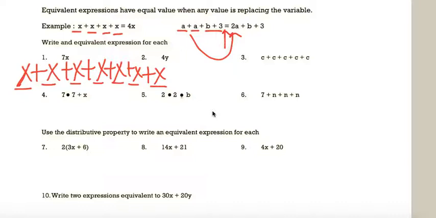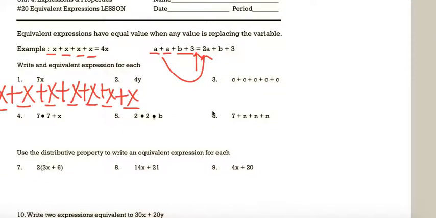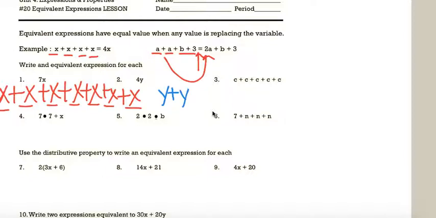So for number 2, we're going to do the same thing, but now we have y. I'm going to write y 4 times. So repeat addition with y 4 times. So I'm going to say y plus y plus y plus y. Now I have 4 y's. So 4 times y is y plus y plus y plus y. Now it's kind of in reverse.